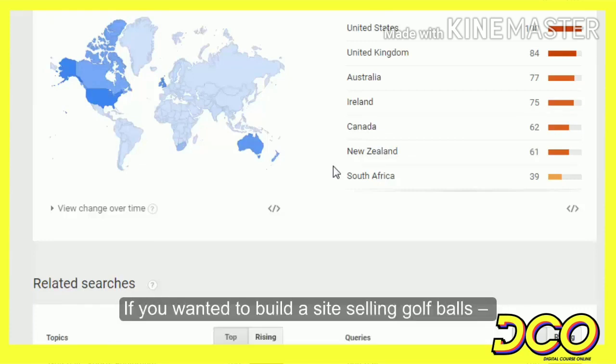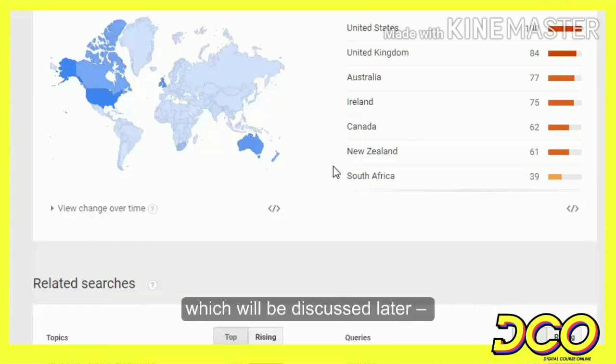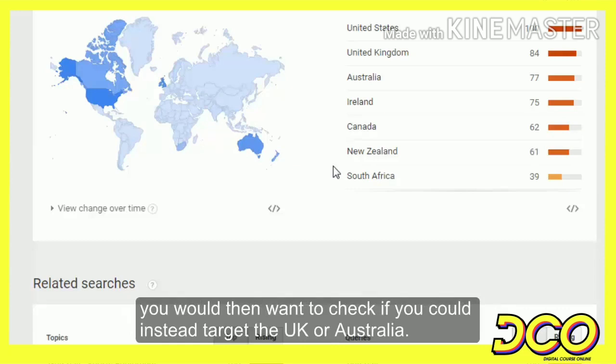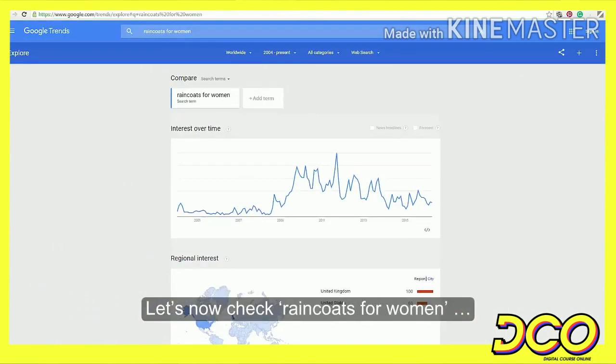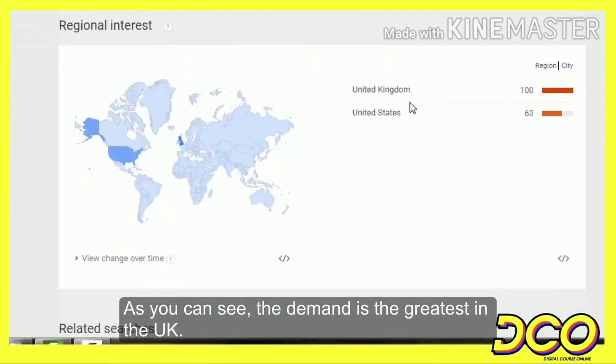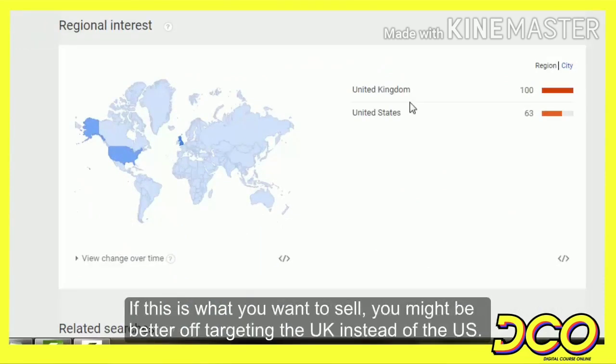If you wanted to build a site selling golf balls, and if you did the competition research, which will be discussed later, and found the competition very hard to beat in the US, you would then want to check if you could instead target the UK or Australia. Let's now check raincoats for women. As you can see, the demand is greatest in the UK. If this is what you want to sell, you might be better off targeting the UK instead of the US.